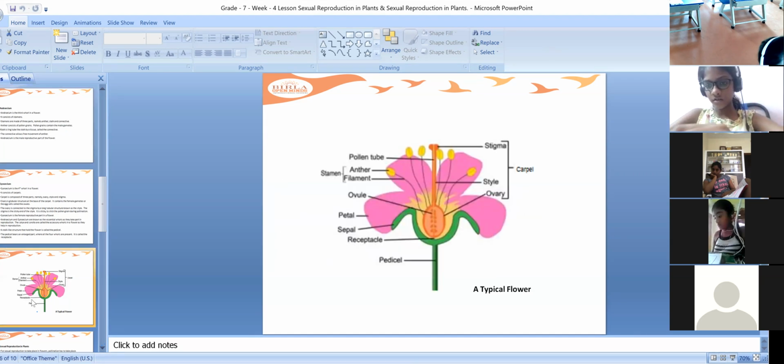Pollen grains which are there, anther, filament. These anther and filament are present on the stamen. They come under stamen. So these are the male reproductive parts.